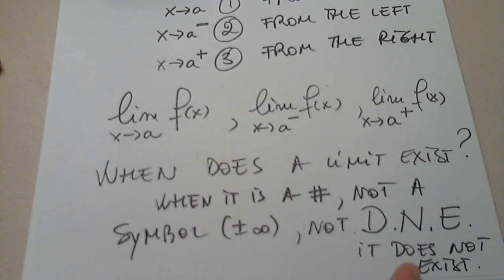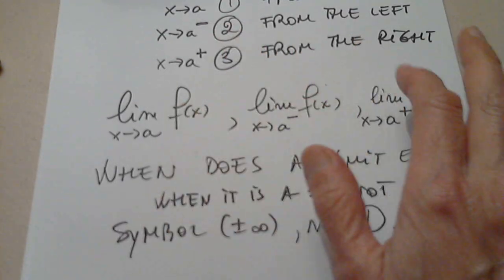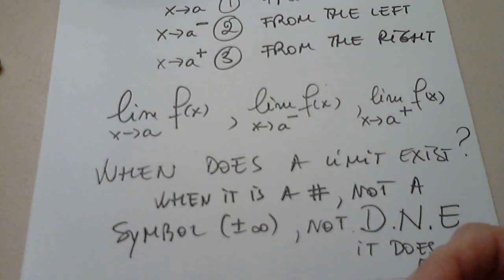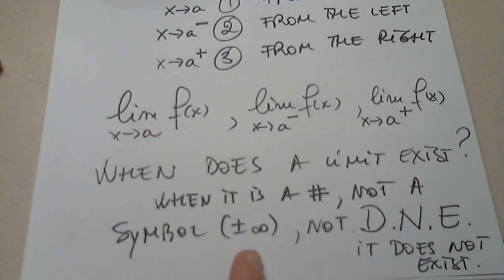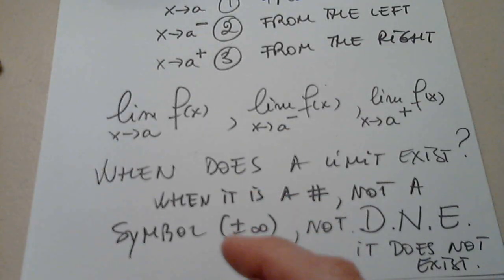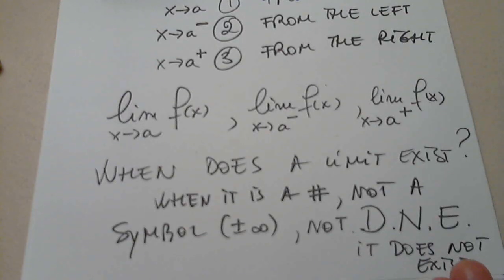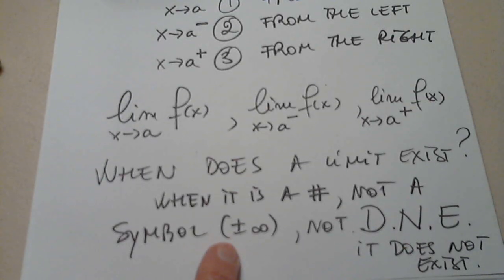And we're going to see in a moment when we actually write DNE. So the limit exists if it's a clear-cut number. It does not exist if it's positive or negative infinity, but we have to write either positive or negative infinity. And it does not exist when I have to write it does not exist. But in this case, it still does not exist, but I cannot write DNE. I have to write this or that.